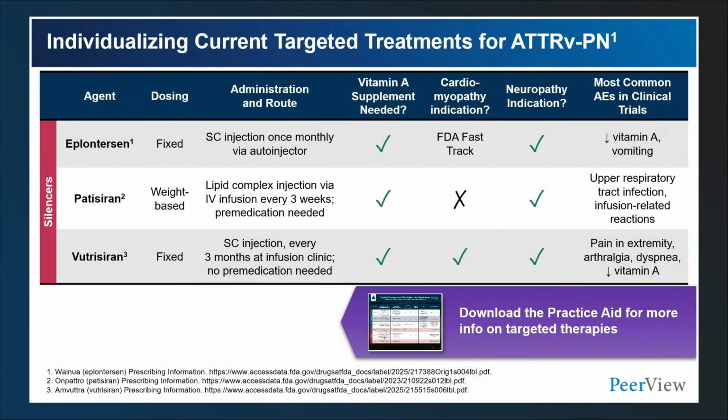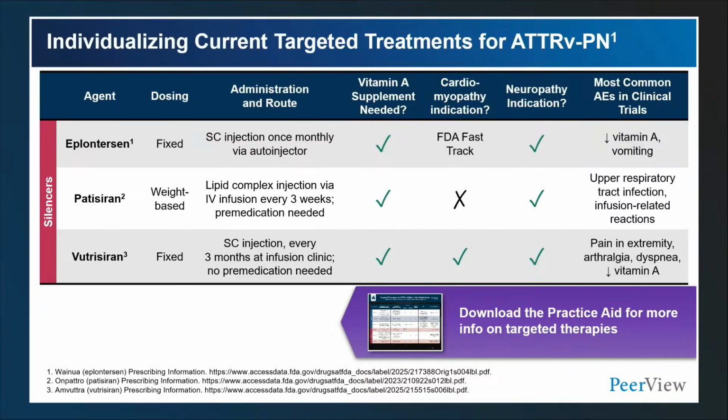So what is the difference, and how do you decide to choose one or the other? The most convenient are going to be eplontersen and vutrisiran. Patisiran is given IV. I really rarely use it these days. I have a handful of patients who just like to go to the infusion center, and they insist to be on it. But the majority, meaning 95 plus, have switched to either vutrisiran or eplontersen, which is more convenient.